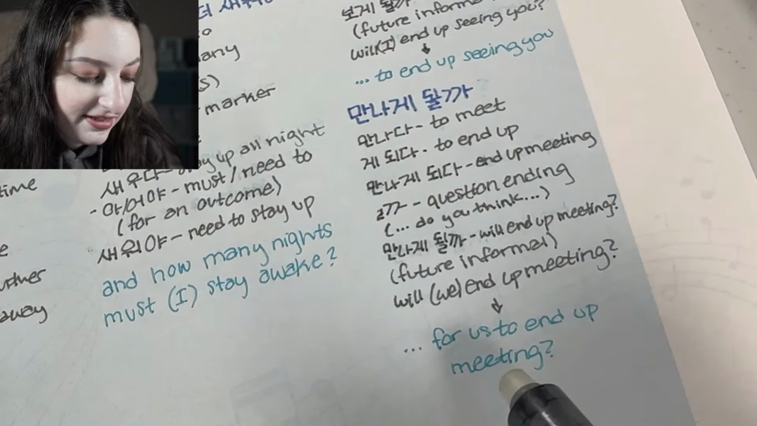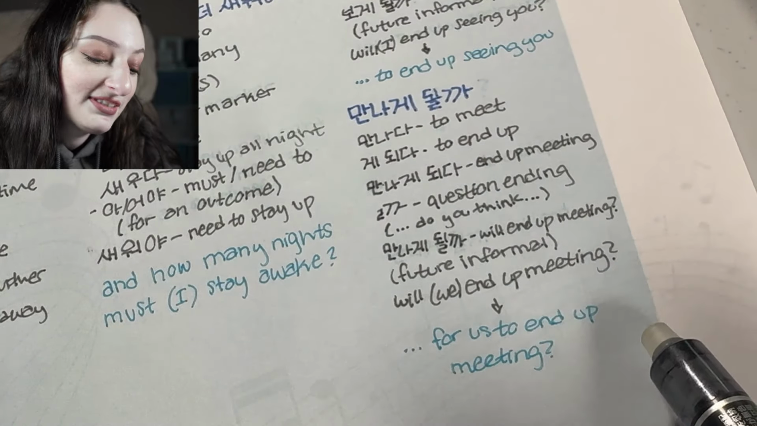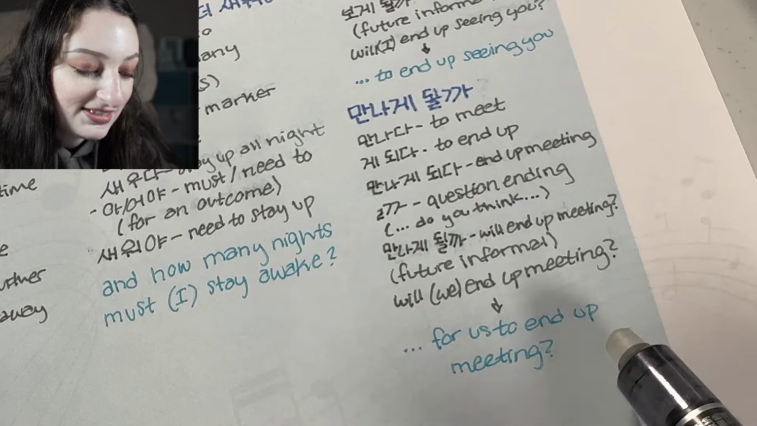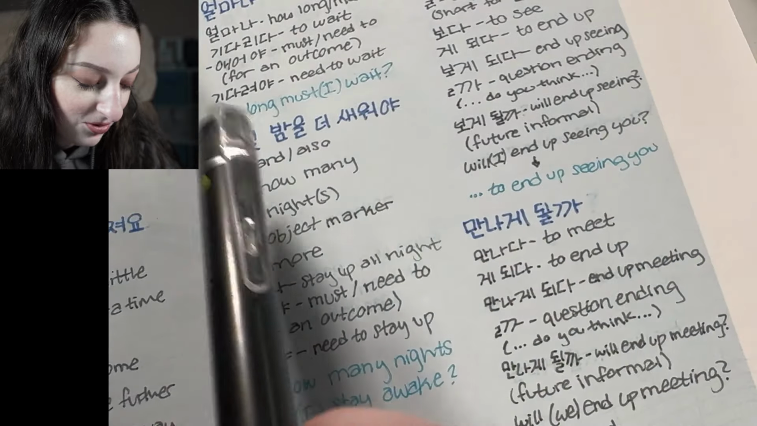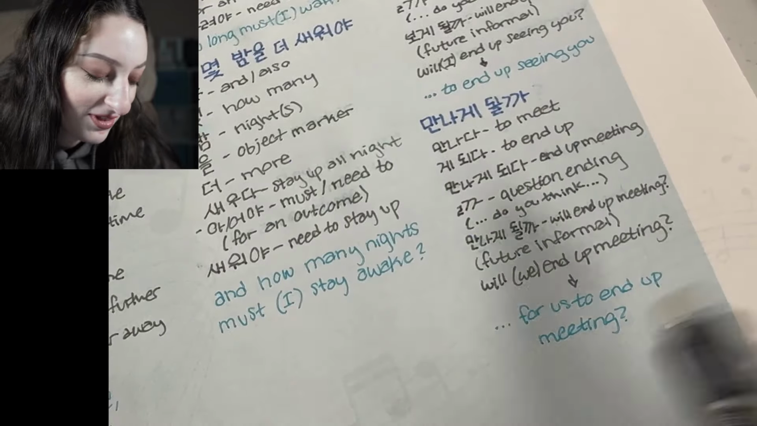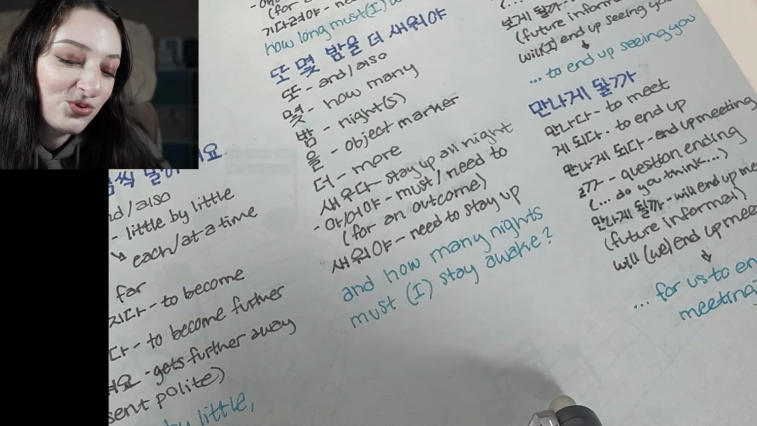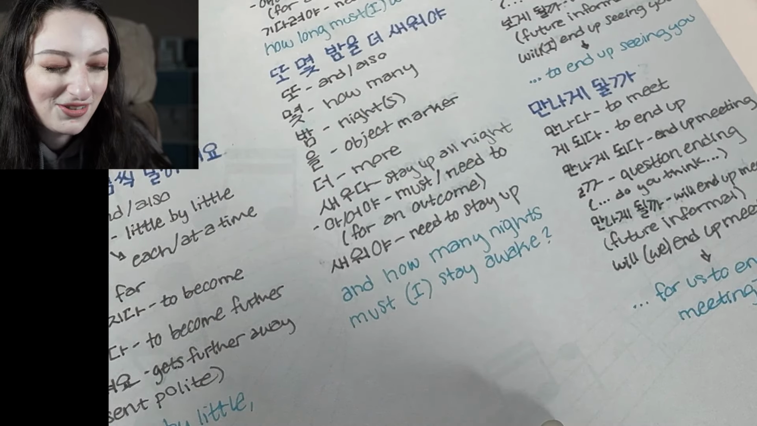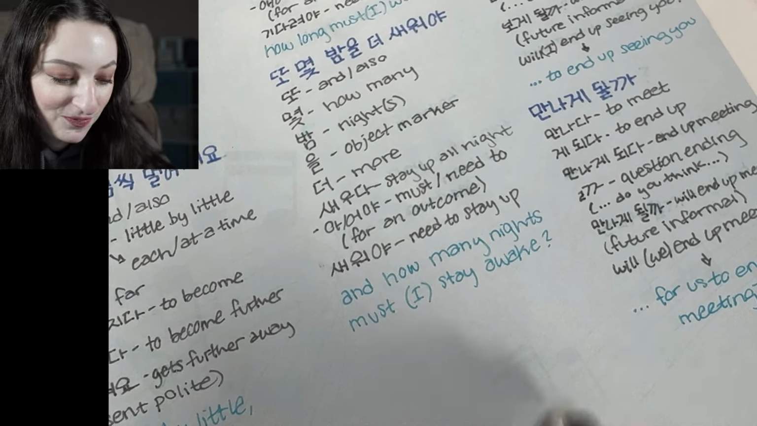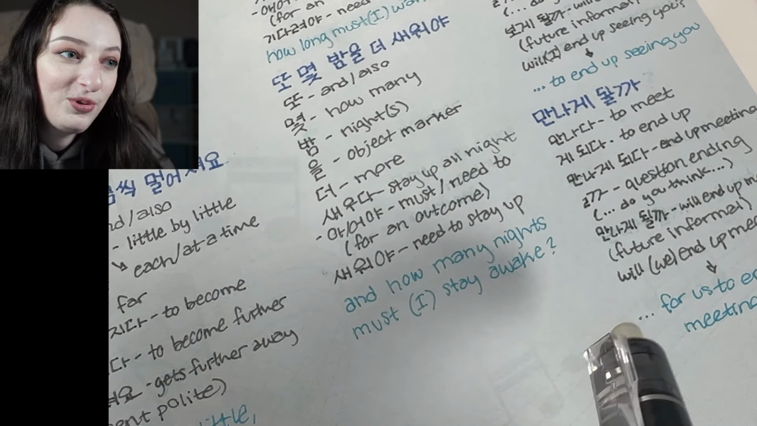Same concept. And just like last time, I transformed it a little bit to be the end of a sentence, right? For us to end up meeting. Again, right? How long must I wait for us to end up meeting, and how many nights must I stay awake for us to end up meeting? So now that we have some pretty direct translations that still sound a little bit unnatural, let's see an example of a more colloquial translation.